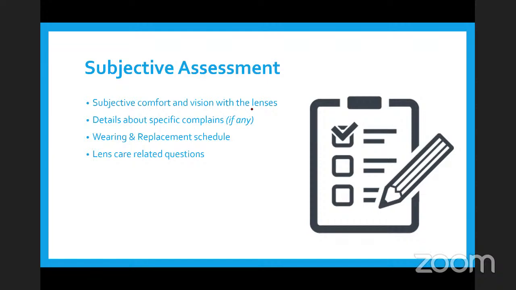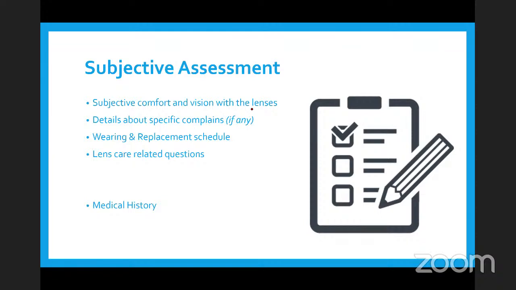And the most important chunk is also the lens care related products and questions about that, so you have to know what lens care products they are using. Is it the same solution that you prescribed them? Have they opened a new bottle? When did they open a new bottle? When did they change the lens case? How old is the current lens case? How frequently do they change the lens case? All these questions are really, really important for you to gauge whether the patient has actually understood what you were trying to tell them, or they are doing something else.